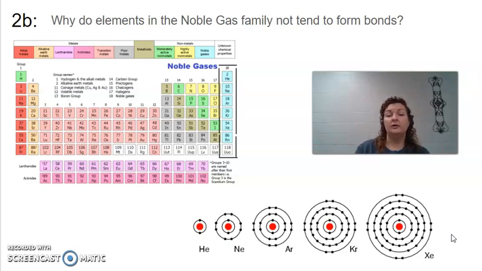They already are stable. Even helium at the very top, even though it only has 2 valence, because it only has 1 shell, it's still stable because it has a full valence shell. It doesn't need to have 8, okay?